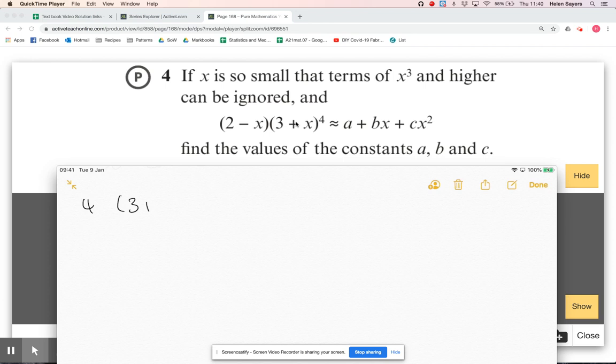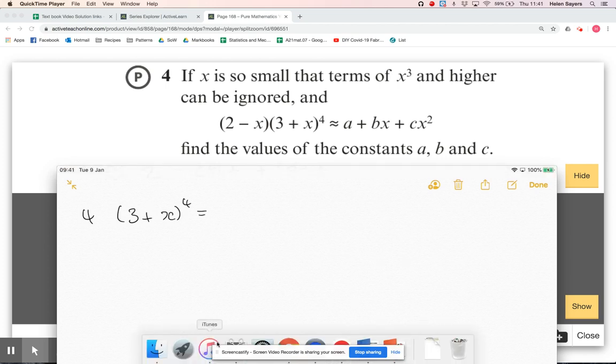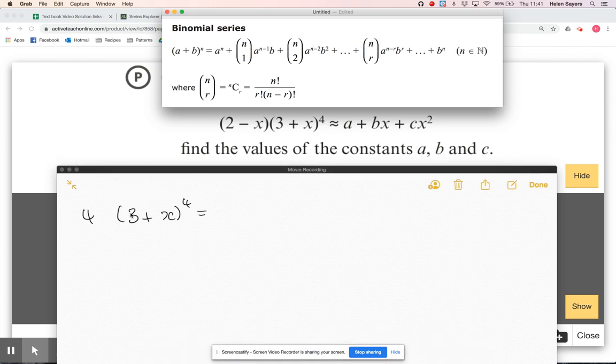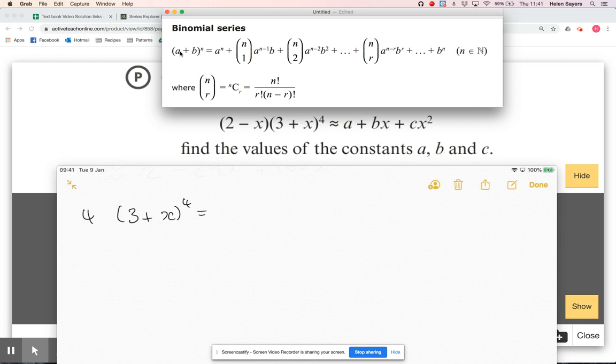So when I'm doing this 3 plus x to the power of 4, I only need to go up to the x squared term. Okay, so you do get the binomial expansion formula. So for us, a is 3, b is x, and n is 4. Just looking at that there. So it's going to be a to the power of n plus n choose 1, and then the power of a is going to reduce by 1, and I'm going to multiply by x.